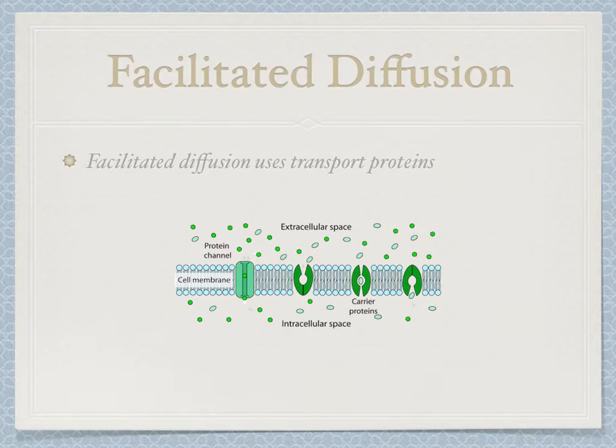Facilitated diffusion uses transport proteins to assist molecules and ions across the cell membrane. This could happen if the molecule is large or nonpolar. However, facilitated diffusion is still passive transport because the molecules are moving down the concentration gradient.